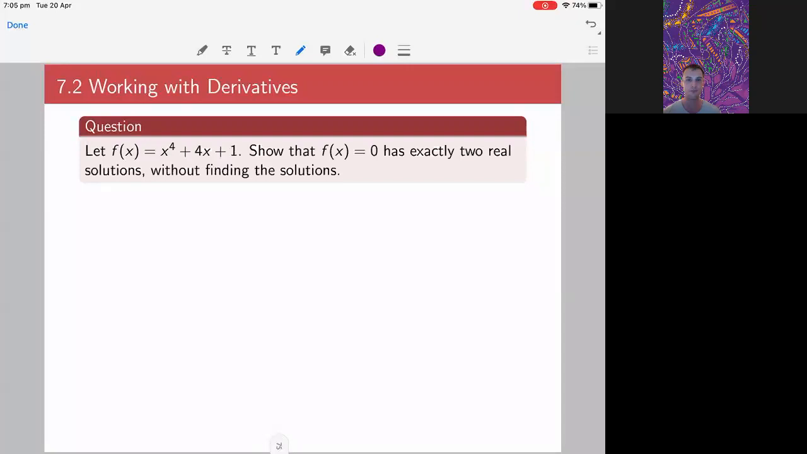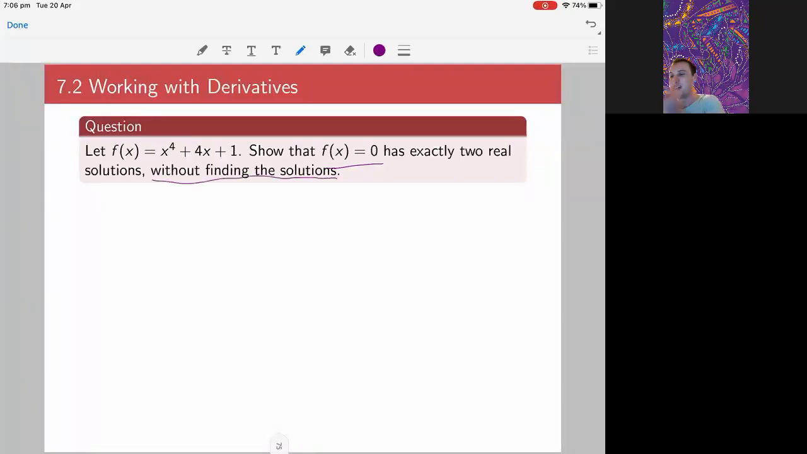We've got a function, f of x equals x to the fourth plus 4x plus 1. I want you to show that if we're trying to find a real number x so that f of x equals 0, i.e. we're trying to find the roots of this function, then there are exactly 2 of them. No more, no less.